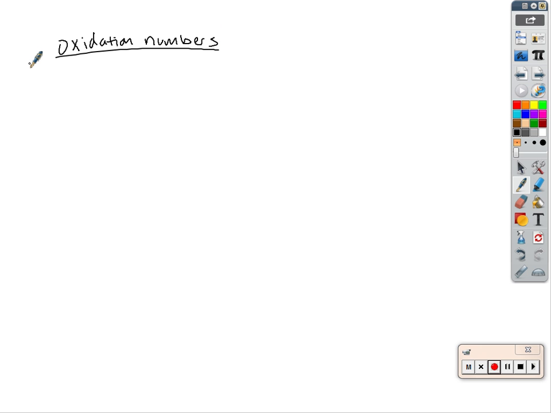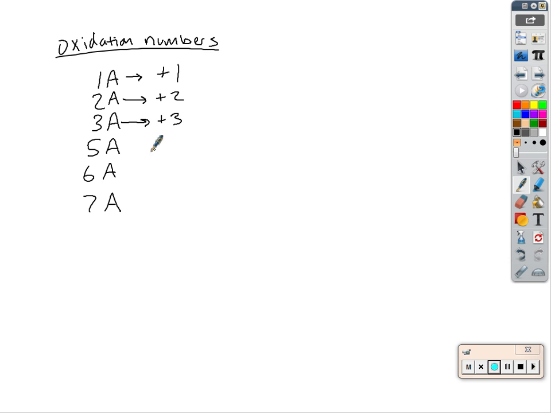Basically, there are some very predictable groups on the periodic table. Group 1A, 2A, 3A, 5A, 6A, and 7A. Those are the most predictable groups in the periodic table. The metals in 1A form +1 ions. The metals in 2A form +2 ions. The metals in 3A form +3 ions. 5A form -3 ions. 6A -2, 7A -1. And this does relate directly back to the ion stuff that we learned earlier.